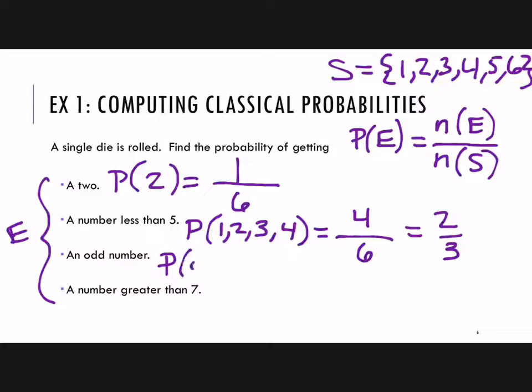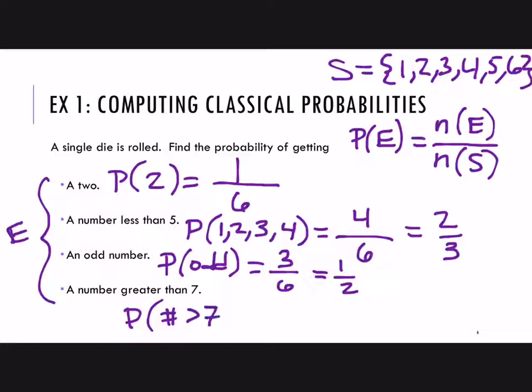All right, how about the probability of getting an odd number when you roll a die? Well, that would be 1, 3, or 5, so 3 ways out of 6, so that probability would be 1/2. And then what's the probability of getting a number greater than 7? A number greater than 7, like 8, 9, 10, etc. Well, there are no numbers greater than 7 on a die, so that would be 0 out of 6, and we would just write that as 0. So it is possible to have a probability of 0.